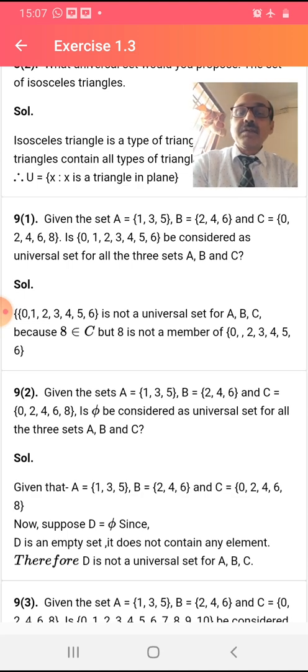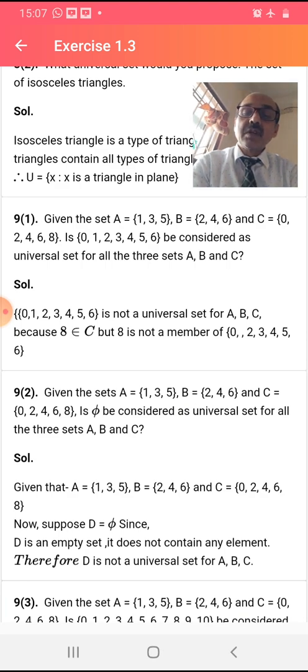Question number 9 is, given the set A with elements 1, 3, 5, and B set 2, 4, 6, and C set 0, 2, 4, 6, 8. Can 0, 1, 2, 3, 4, 5, 6 be considered as a universal set for all the three sets A, B, C? So start from joining all three sets A, B, C. So the elements are 0, 1, 2, 3, 4, 5, 6, 8, up to 8.